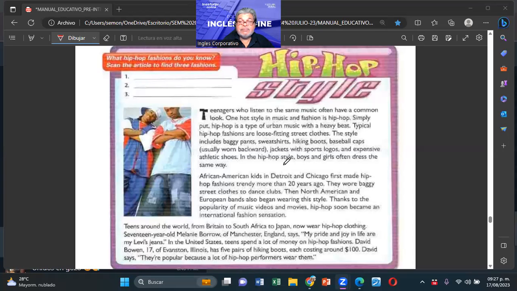Teenagers who listen to the same music often have a common look. One hot style in music and fashion is hip-hop. Simply put, hip-hop is a type of urban music with a heavy beat. Typical hip-hop fashions are loose-fitting street clothes. The style includes baggy pants, sweatshirts, hiking boots, baseball caps, usually worn backward, jackets with sports logos, and expensive athletic shoes. In the hip-hop style, boys and girls often dress the same way.